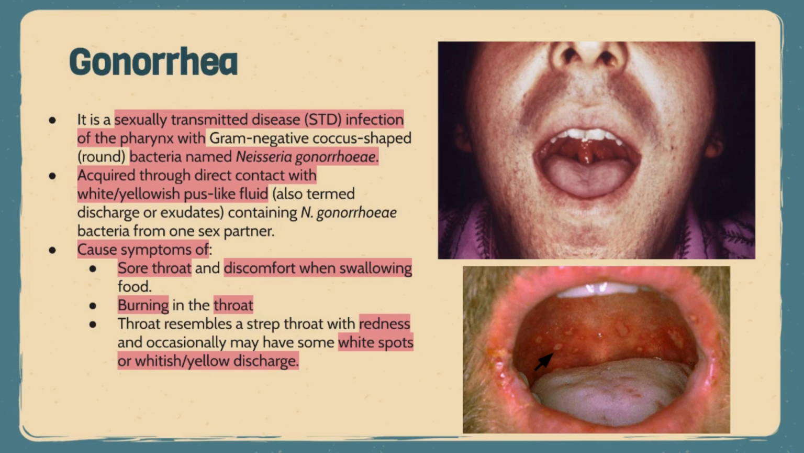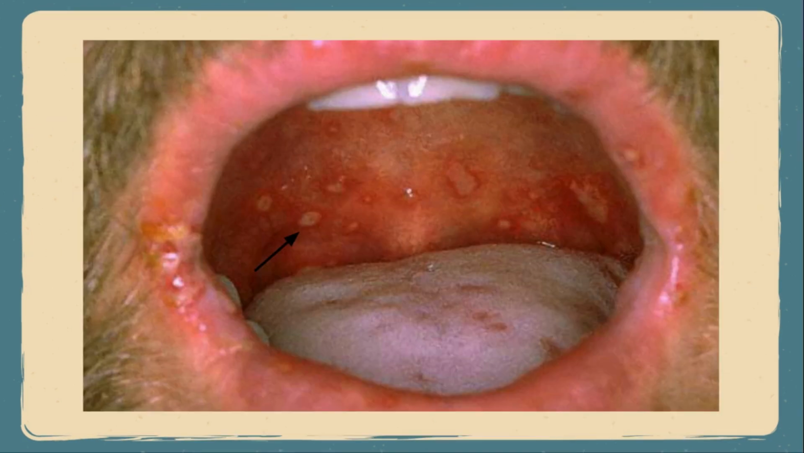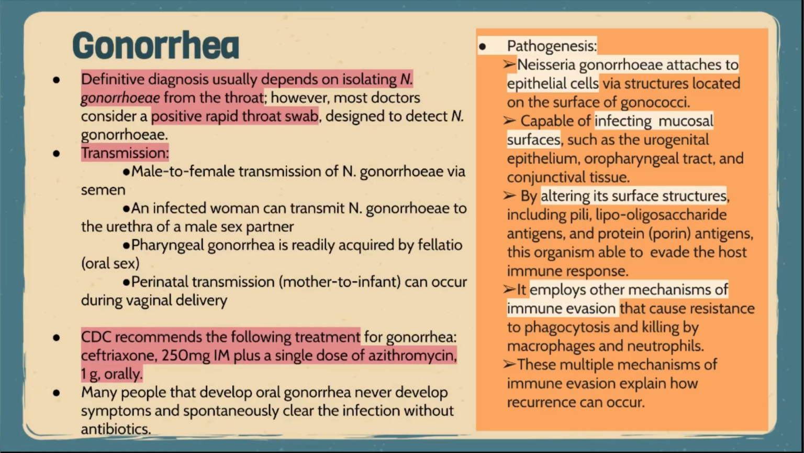However, the most common symptoms are sore throat, burning in the throat, and a throat that resembles a strep throat with redness and occasionally some white or yellowish discharge. As you can see from the picture with the black arrow, the soft palate is erythematous and has multiple whitish yellowish discharge on the soft palate. The diagnosis of gonorrhea can be done by conducting a rapid throat swab, which is designed to detect gonorrhea. Besides that, we can also do gonococcal cultures, which attempt to grow the gonorrhea bacteria from swabs taken from the sites of potential infections.